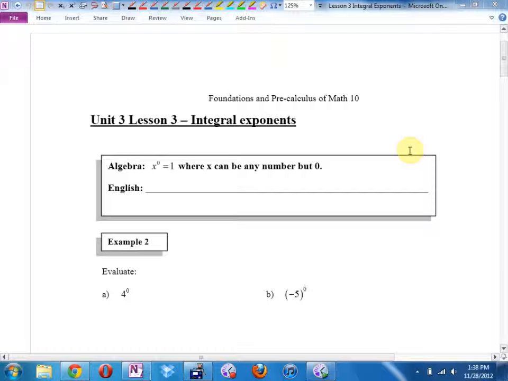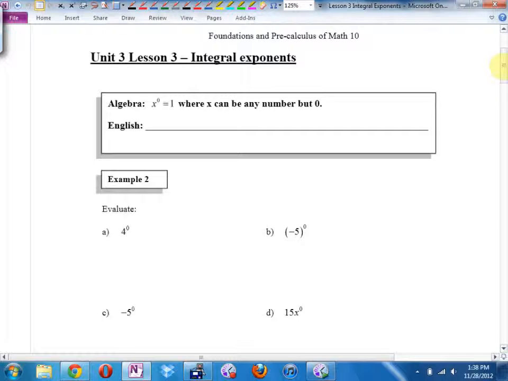So, first of all, we need to review the zero exponent rule. In algebra, it says this: x to the 0 is 1, where x can be any number but 0. Anything to the 0 is 1, except for 0. 0 to the 0 is undefined. Why, Mr. Dewick? Ask me later. Anything to the 0 power equals 1.